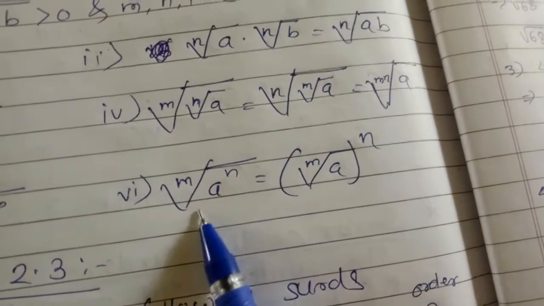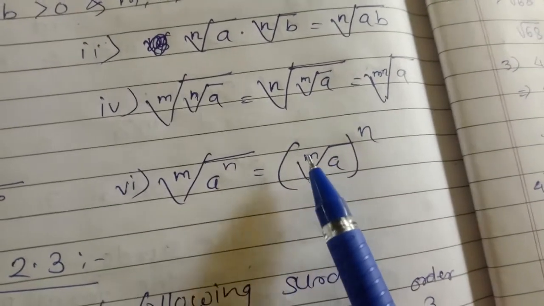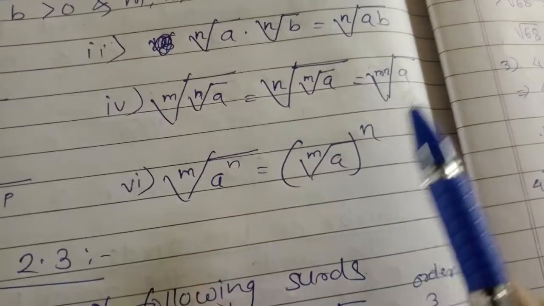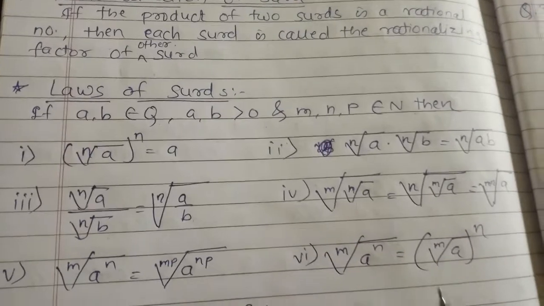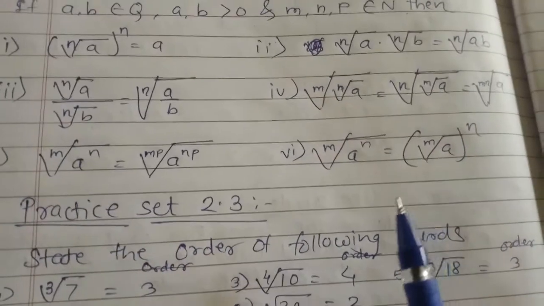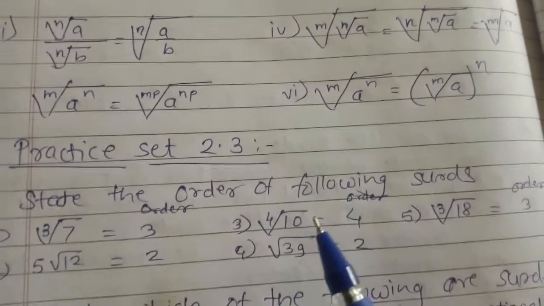Next, m root a raised to n, we can also write this as m root a raised to n, bracket raised to n. So these are all the laws of the surds. Whenever the example requires this, we are going to use these laws.